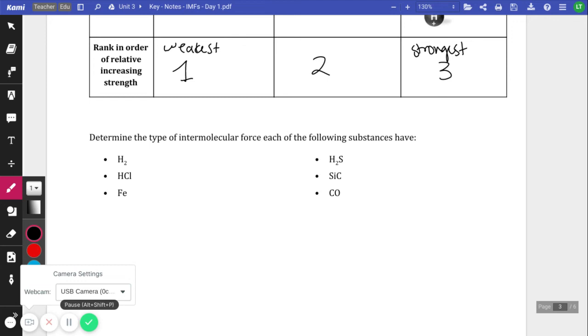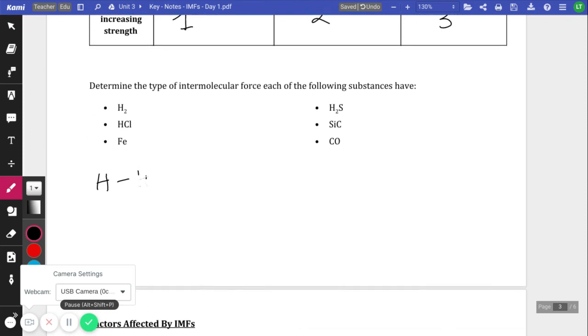So I need to start by determining the polarity. Right here I have H2, so it's hydrogen bonded to hydrogen. That's what my Lewis structure looks like. Obviously, guys, these are going to have the same electronegativity since it's the same element. So hydrogen H2 is going to be a nonpolar compound. Since it is nonpolar, the only type of intermolecular forces in between here are going to be London dispersion forces. So that's all it can have.